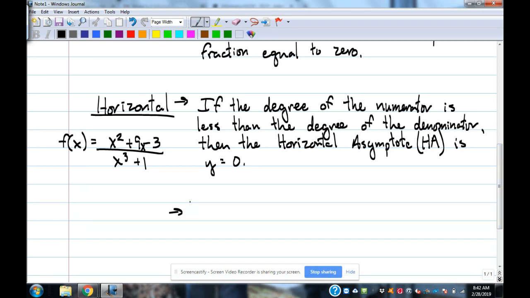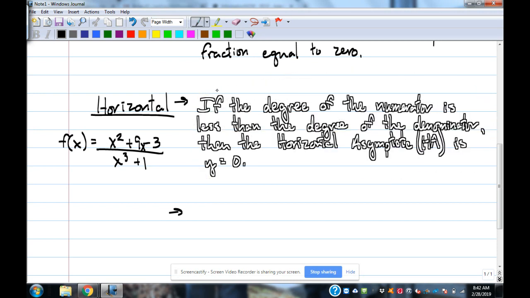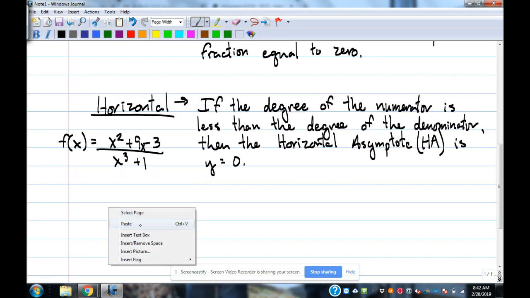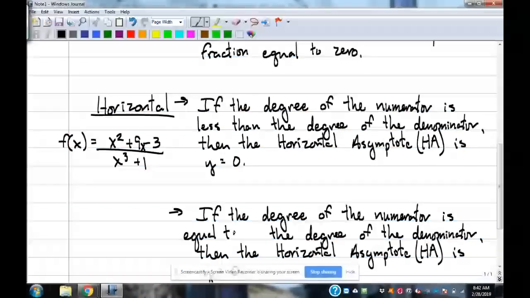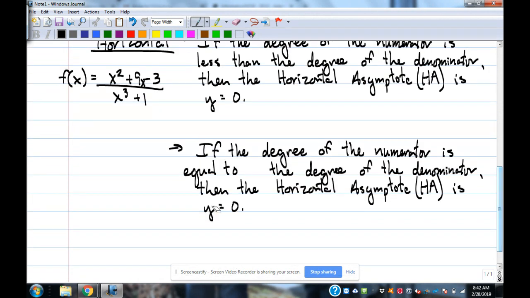Another scenario that gives us a horizontal asymptote is if the degree of the numerator is equal to the degree of the denominator. So I'm going to just copy this and then change the word I want. If the degree of the numerator is equal to the degree of the denominator, then the horizontal asymptote is y equals a over b, and that's the ratio of the leading coefficients.